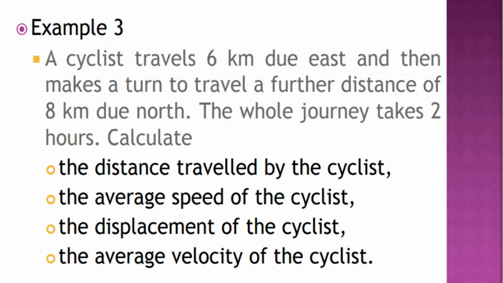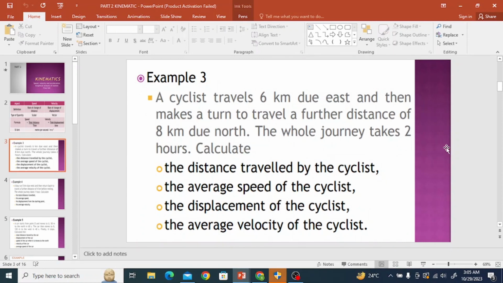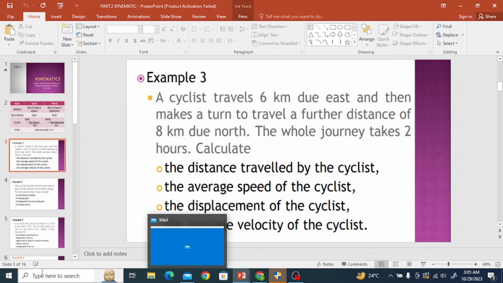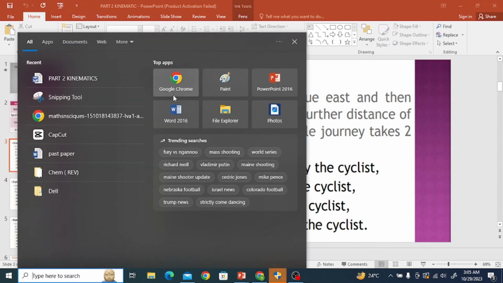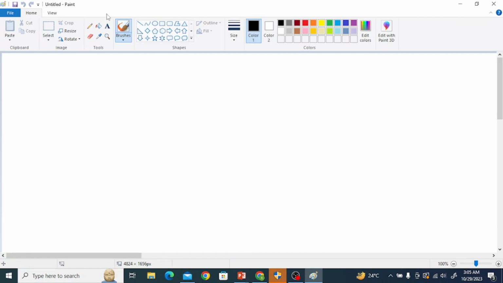Now we have to find the displacement of the cyclist, as it is given that in the first hour the cyclist moved 6 km due east and then 8 km due north. For that you have to use Pythagoras theorem, and to solve it we have to draw the lines in the respective directions.